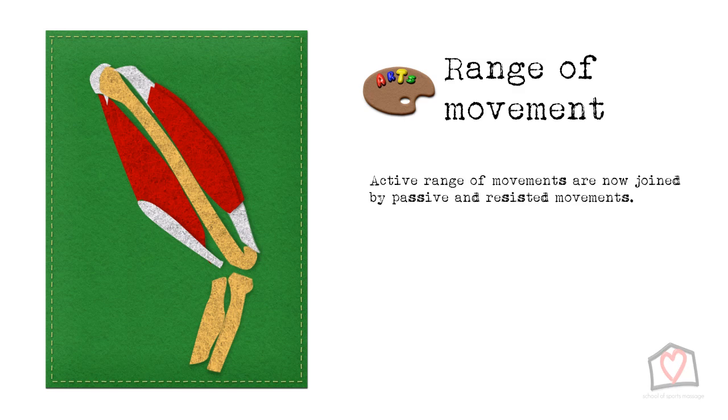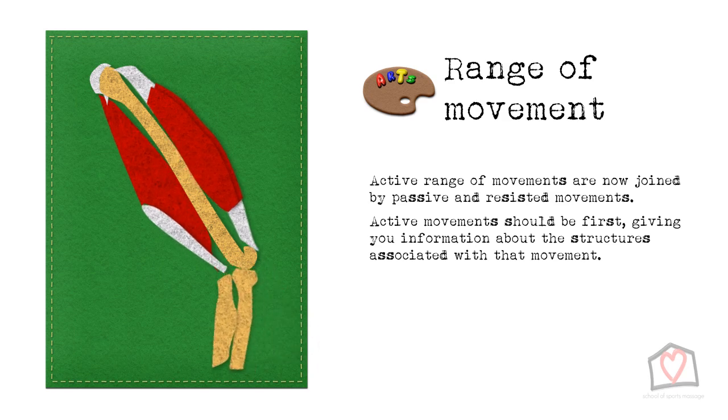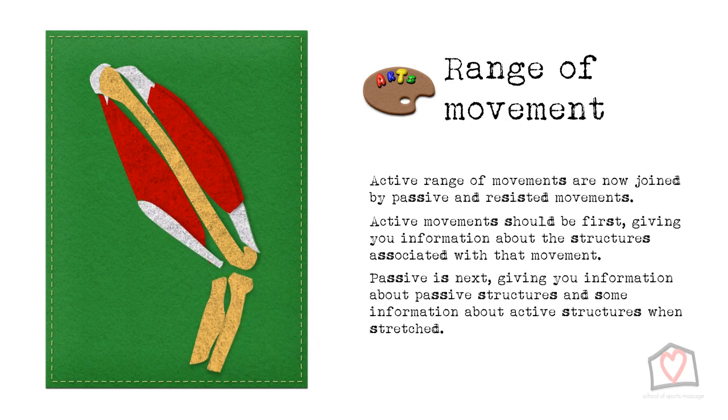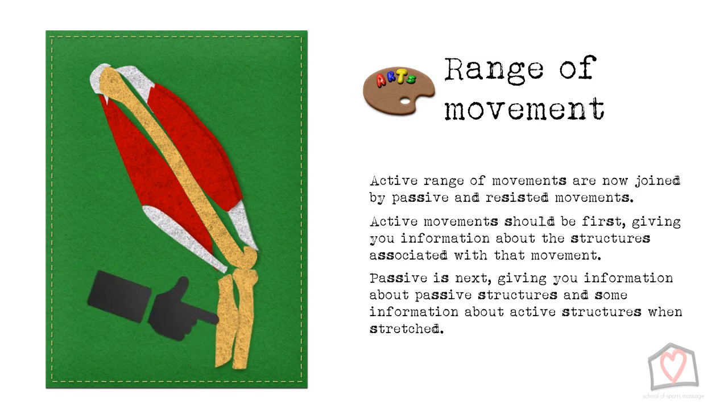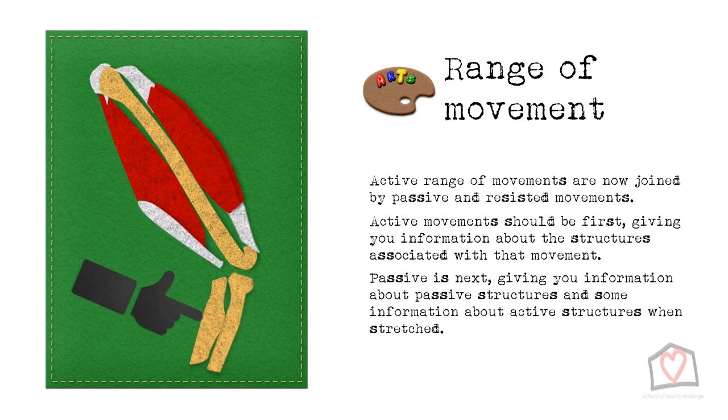Active range of movement gives you information about all the structures associated with that movement and should always be carried out first. Next, we would carry out passive range of movement. This is when you move the limb for your client and they have no input. This gives you information primarily on passive structures, but will give you some information on active structures if they're stretched. So if you stretch a specific muscle that's causing a problem, you may get a result there. Passive structures include bones, ligaments, bursas and joint capsules.